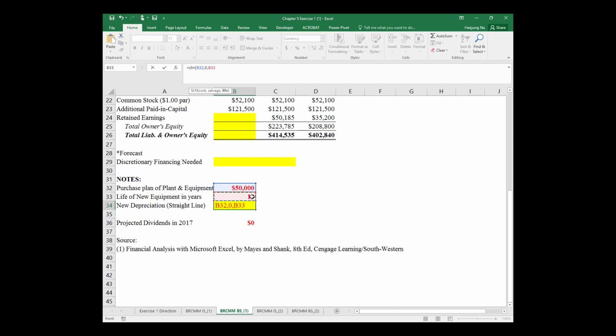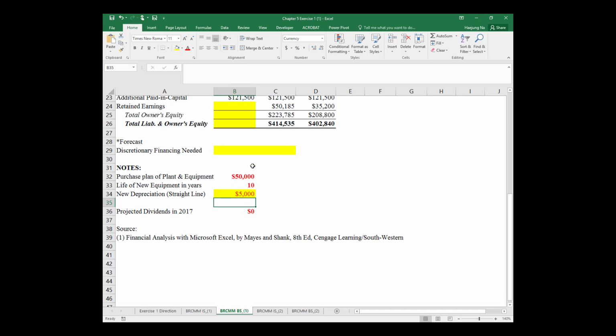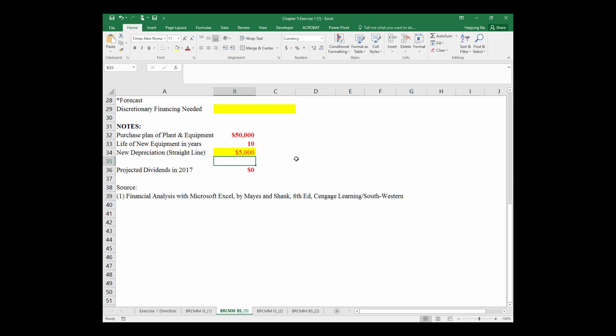You can click the cell again. You can just do whatever you want. But since it's very, very straightforward, the numbers are all very simple, you can just write down the numbers as well, right? And then you close the parenthesis, say OK, and it will just calculate the amount for you. The new depreciation amount is 5,000. Right? Does everyone have 5,000? All right, very good. And then you're ready to move to income statement now.